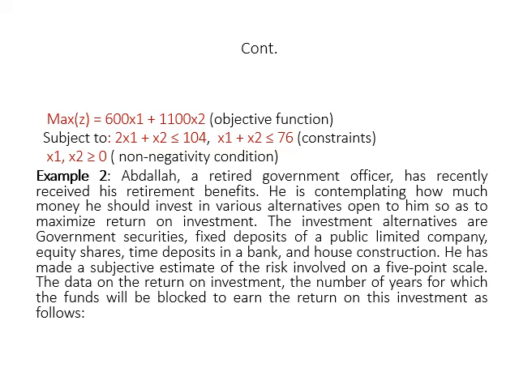Okay, let's see the last version of the linear programming problem. Max z equals 600 X1 plus 1100 x2. This is an objective function. Subject to main constraints: 2x1 plus x2 less or equal 140, x1 plus x2 less or equal 76. The non-negativity condition is x1, x2 more or equal 0.